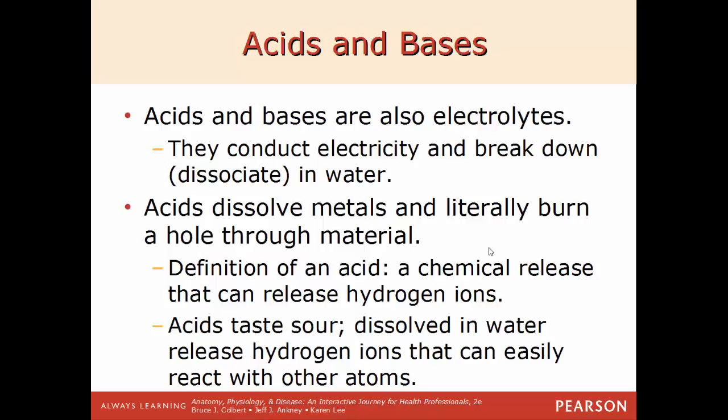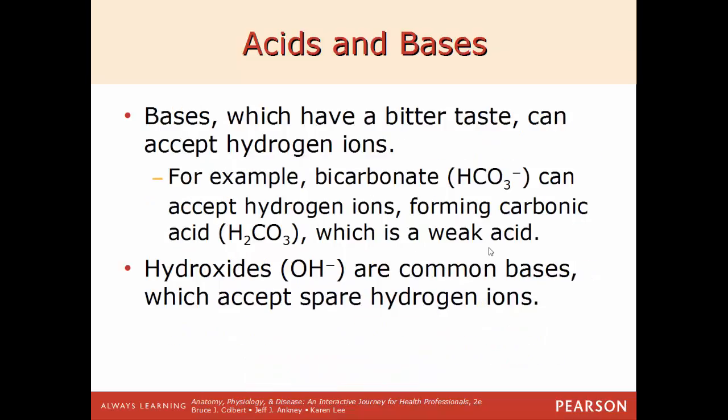The definition of an acid: this is a chemical that will release hydrogen ions. All acids have a set of very typical characteristics. They will taste sour. When they dissolve in water, they release hydrogen ions, and they are easy to react with other atoms. The bases, on the other hand, will have a very bitter taste, and they will accept hydrogen ions.